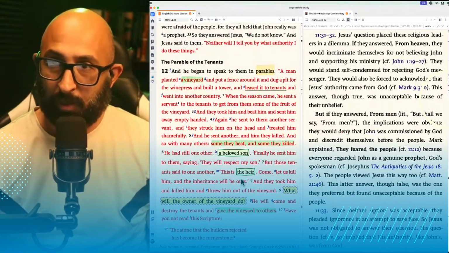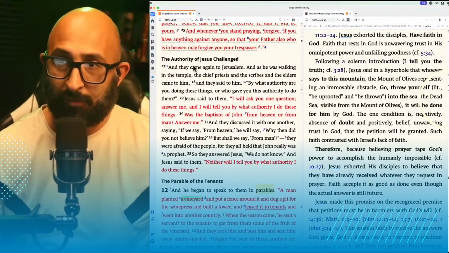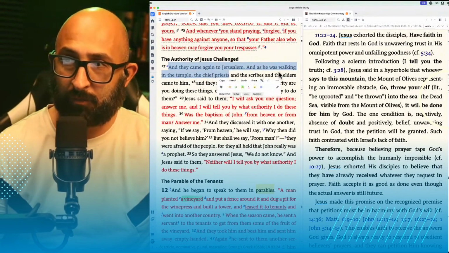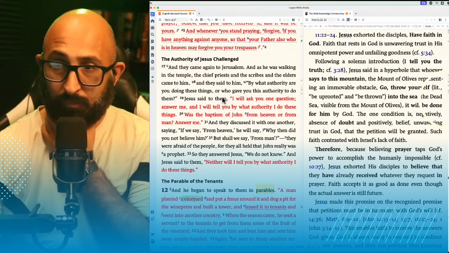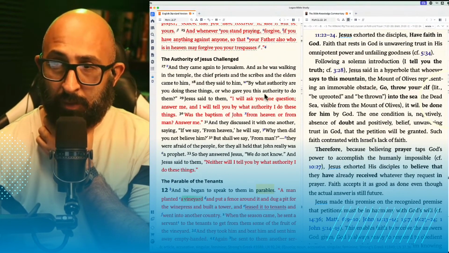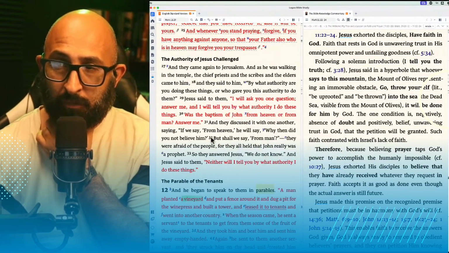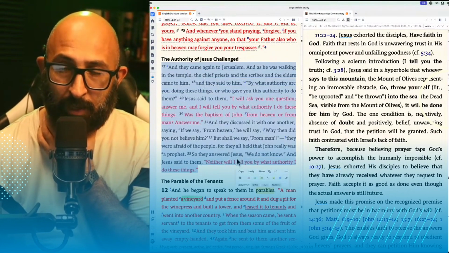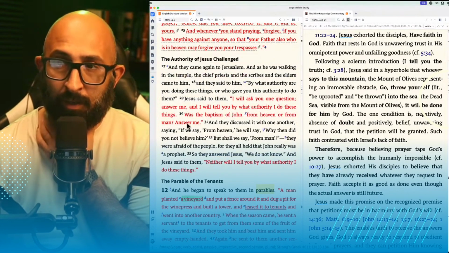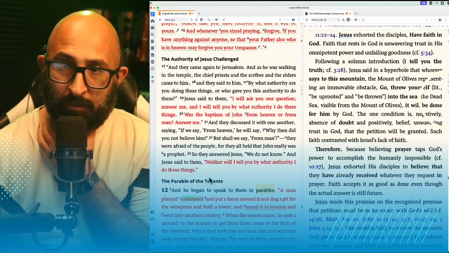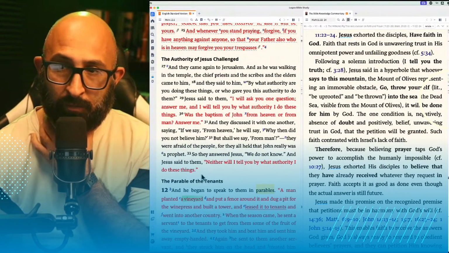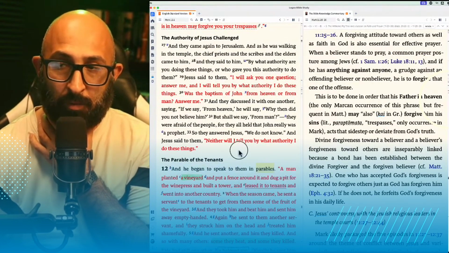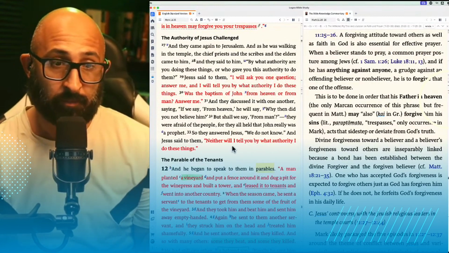So let's go back and look at some of the context. So let's maybe scroll back a little bit. Chapter 11. And they came again to Jerusalem, and as he was walking in the temple, priests, scribes, and elders are challenging him. And they ask him about his authority, so on and so forth. And then Jesus asks them a question and then says neither. So this passage is directly tied in to chapter 12. Well, why? Because they ask him a question and then he says, neither will I tell you by what authority I do these things. And then it says, and he began to speak to them in parables. So this is the same context.